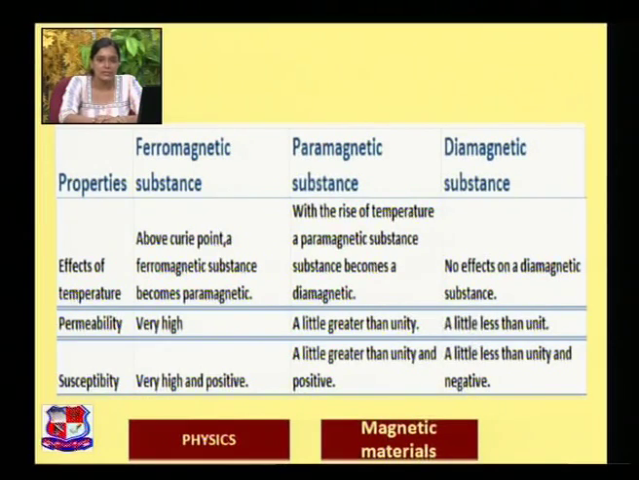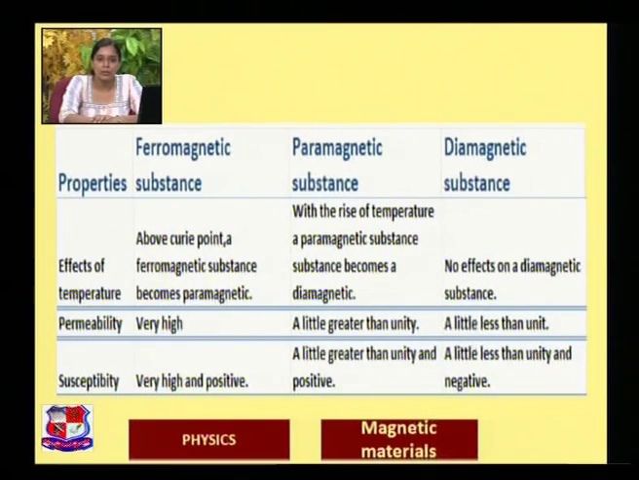What is the next point? The next point is the effect of temperature. Above the Curie point, a ferromagnetic substance becomes paramagnetic, while a paramagnetic substance, with the rise of temperature, becomes a diamagnetic material. And what about diamagnetic material? There is no effect of temperature on the diamagnetic substance.